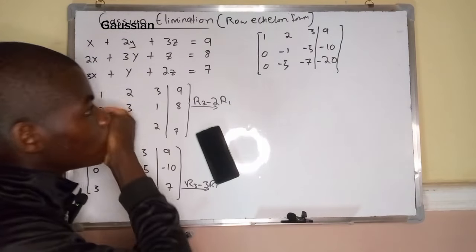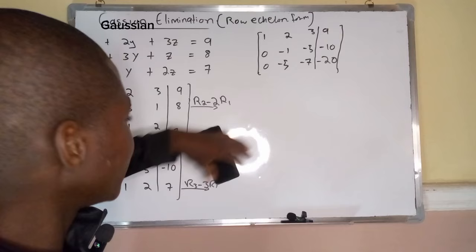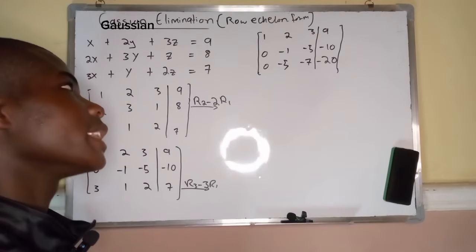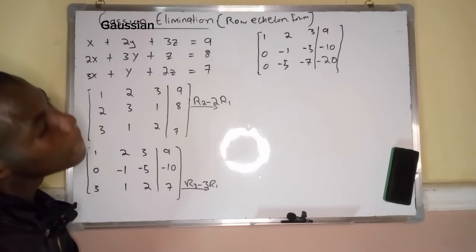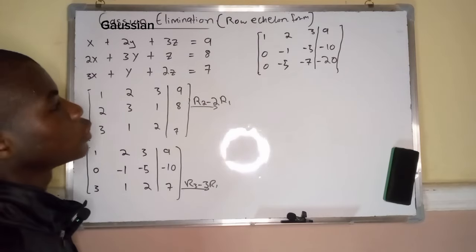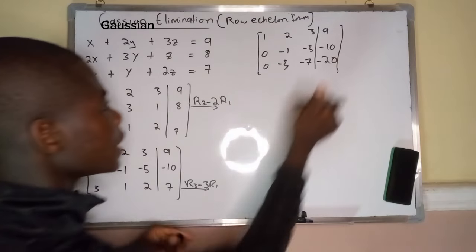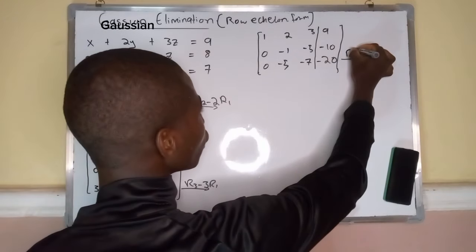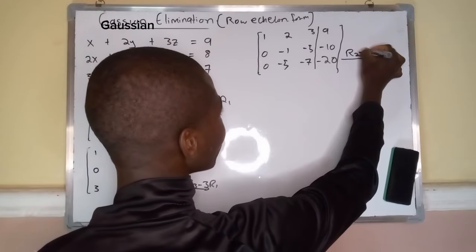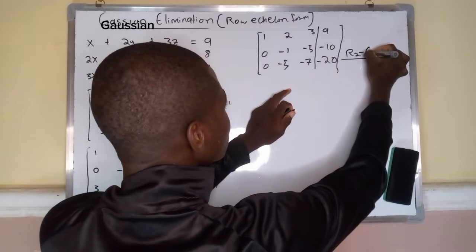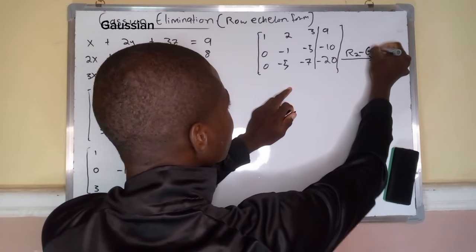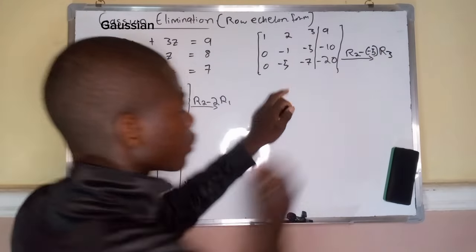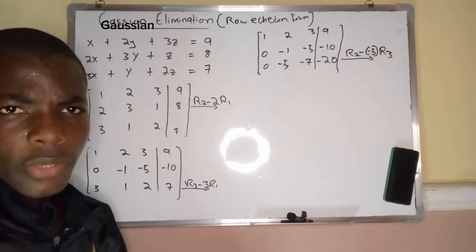So the next step is to make this negative 5 to be 0. So how can I make this negative 5 to be 0? How? So can I say that, let me say row 2 minus 5 row 3. Did you get it?